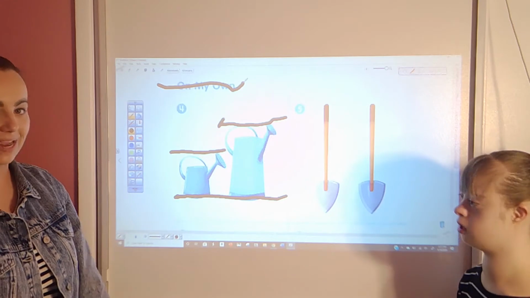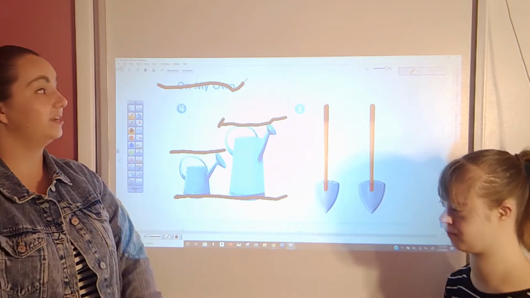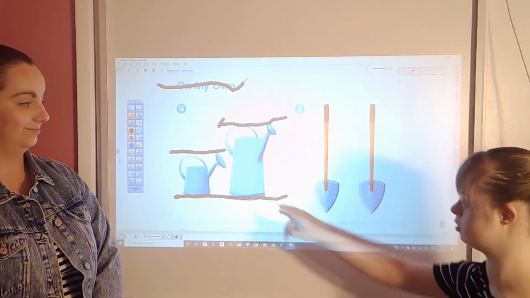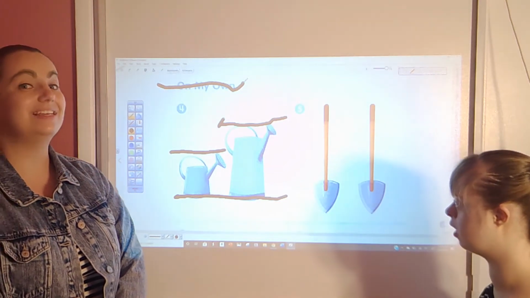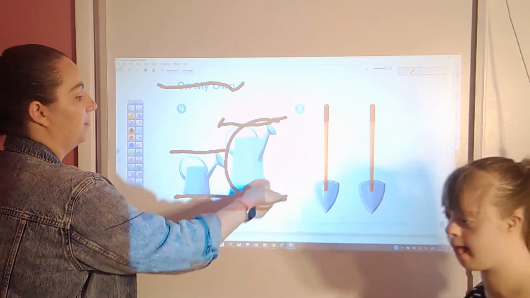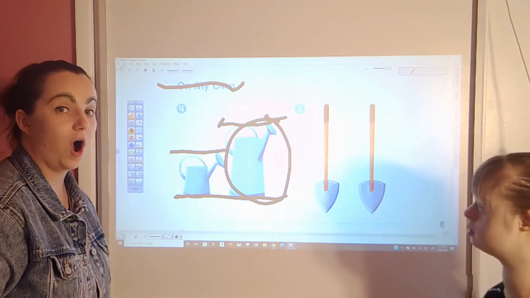Want to help me out, Kaylee? Okay, which watering can is taller? Yes, that watering can is taller. More distance from bottom to top. So I'm going to circle that watering can.